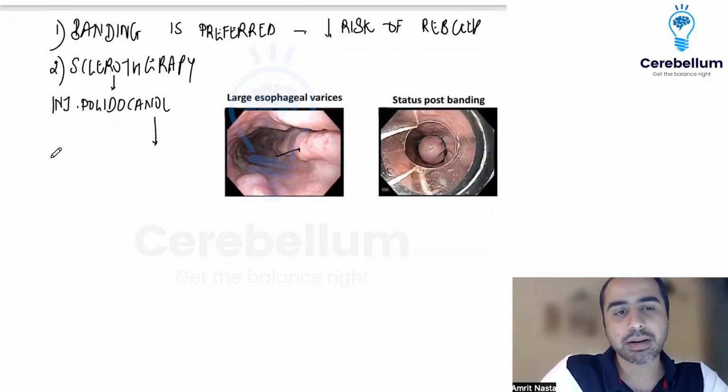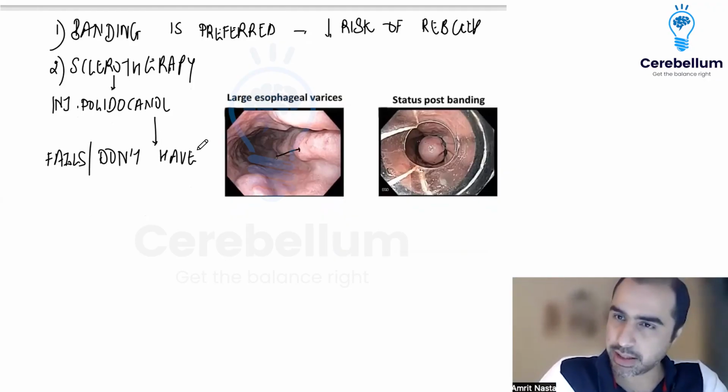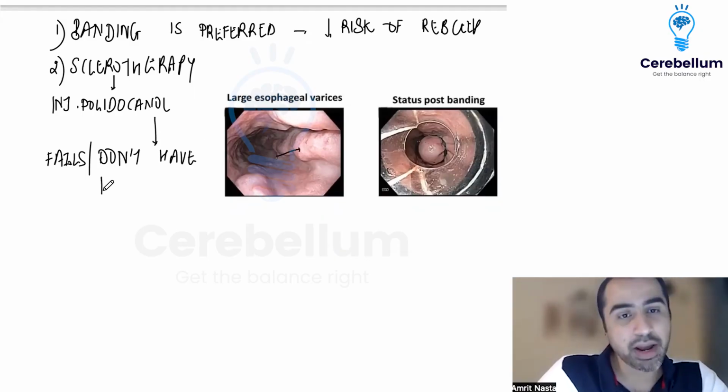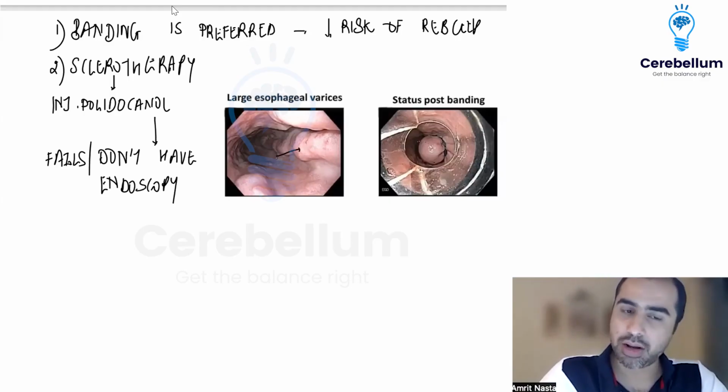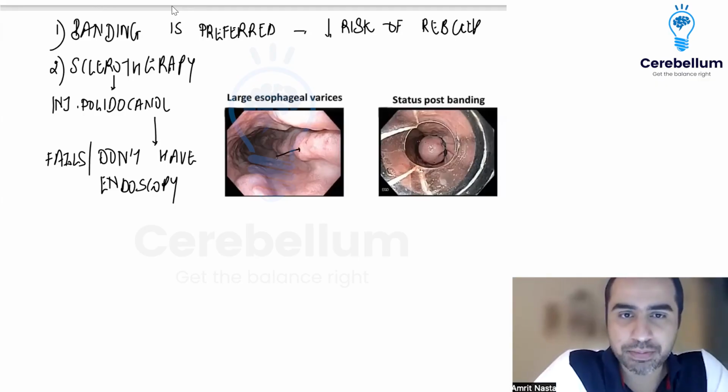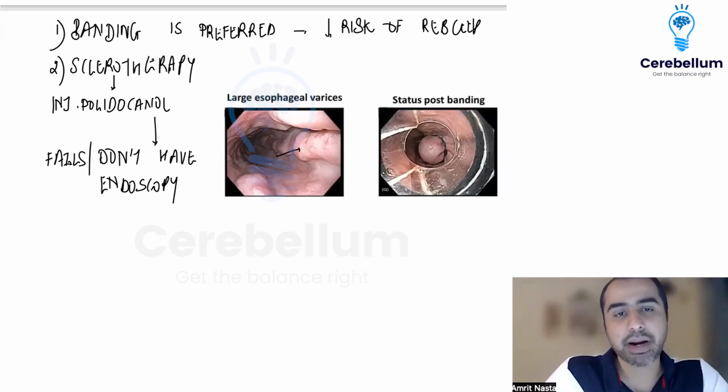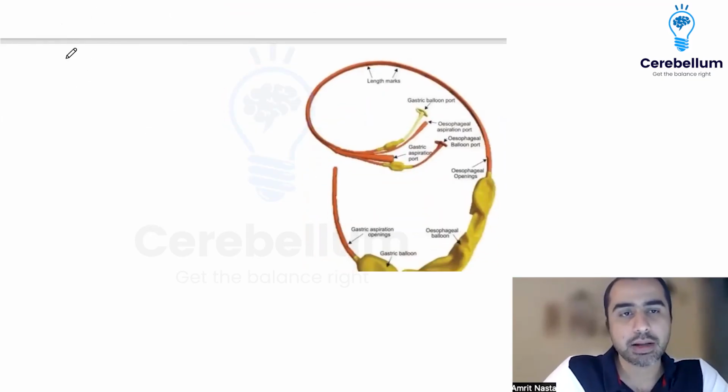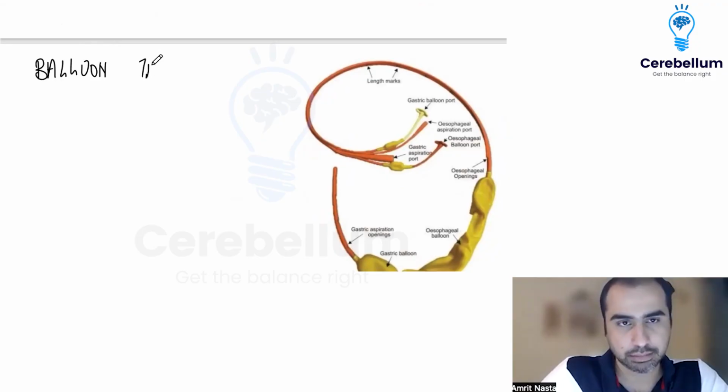If for some reason this fails, or I don't have endoscopy available in emergency, I am working in a small center, outskirts of the city, where emergency endoscopy is not possible, it is not there, then what will I do? Will I let the patient die or do something? In that case, the next step that I do is this. This is called balloon tamponade.